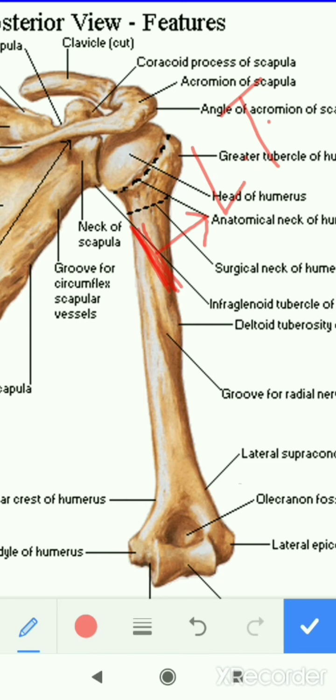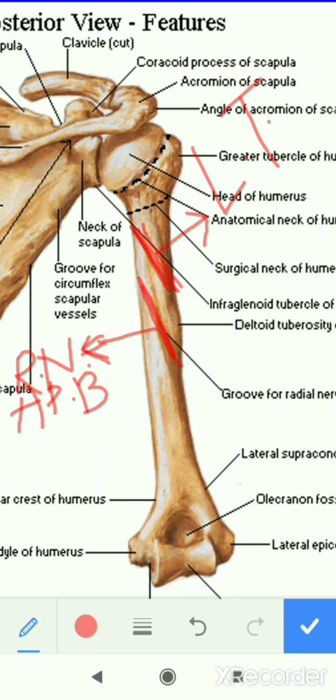Then just below and medial to the crease there is a groove. Look at that, it is clearly visible. This groove's name is the radial groove. So what structures are lodged in this radial groove? Number 1 is the radial nerve and number 2 is the arteria profunda brachii artery.